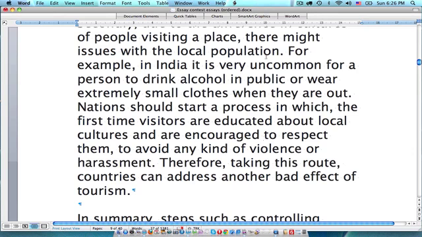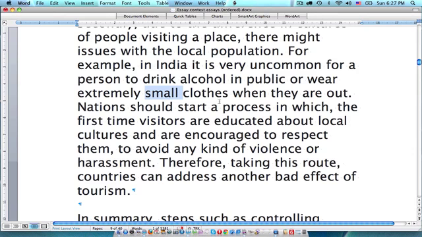So, for example, in India, I'm reading from here, it is very uncommon for a person to drink alcohol in public or wear extremely small clothes when they are out. These sorts of words will just indicate to your examiner that you couldn't think of a better word, and that's not what you want to do. You want to show them that you're capable of using academic vocabulary as much as you can, accurately.